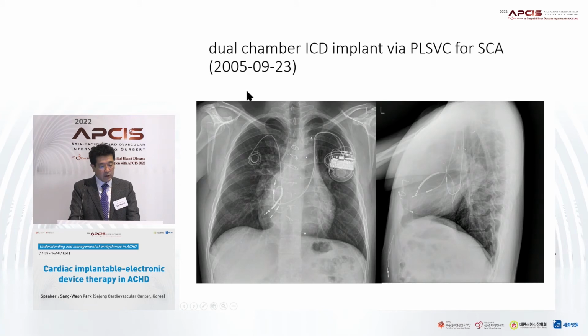Ten years ago, he had an ICD system implanted via the PLSVC, because for the ICD, not a pacemaker, it is very important to shock between the shock coil and the generator. Most of the heart is over here, so when the generator is on the right side, it does not cover the heart. So at that time, we implanted the ICD at the left side.